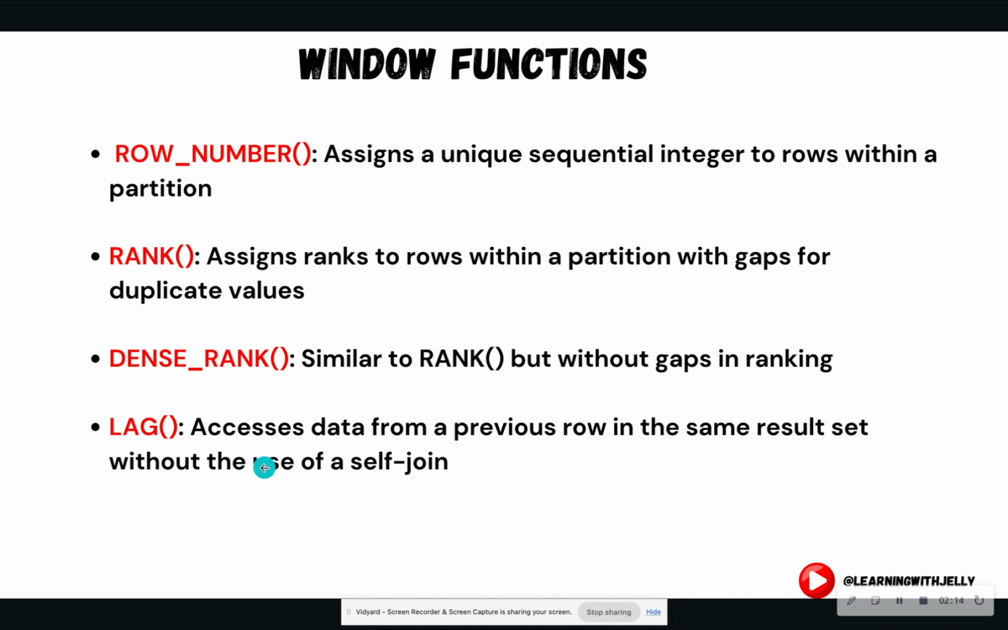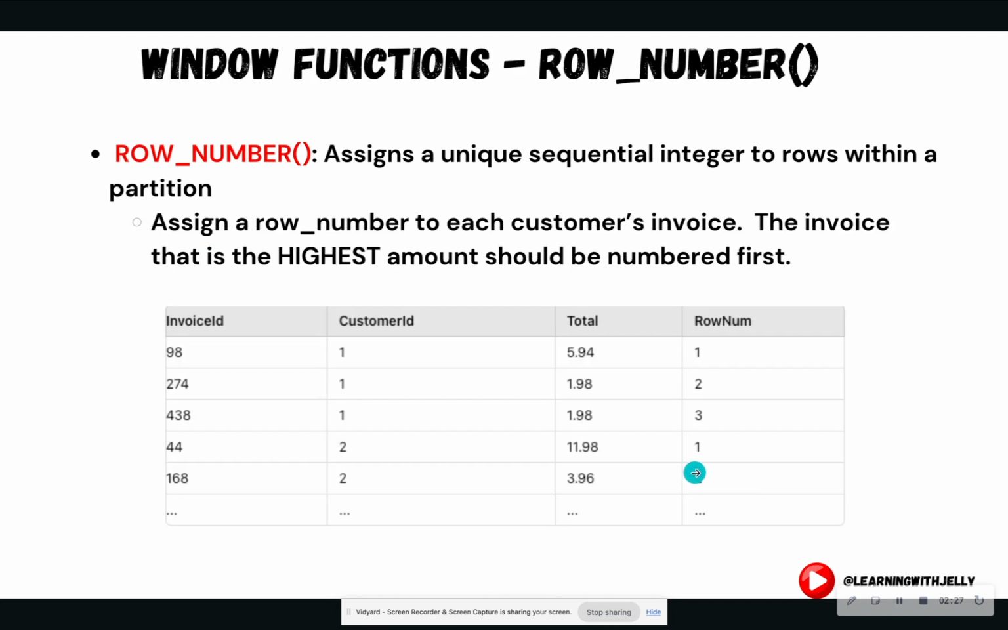So here is a list of some window functions. This is not all. So there is row number, rank, dense rank, and lag. And we're going to talk about each one of these individually. So for row number, we saw it in the first video, but we're going to review it here. You assign a unique integer to rows within a partition. And keep in mind that a partition is like a slice of the set, or like a subgroup, that you want to perform the function over.